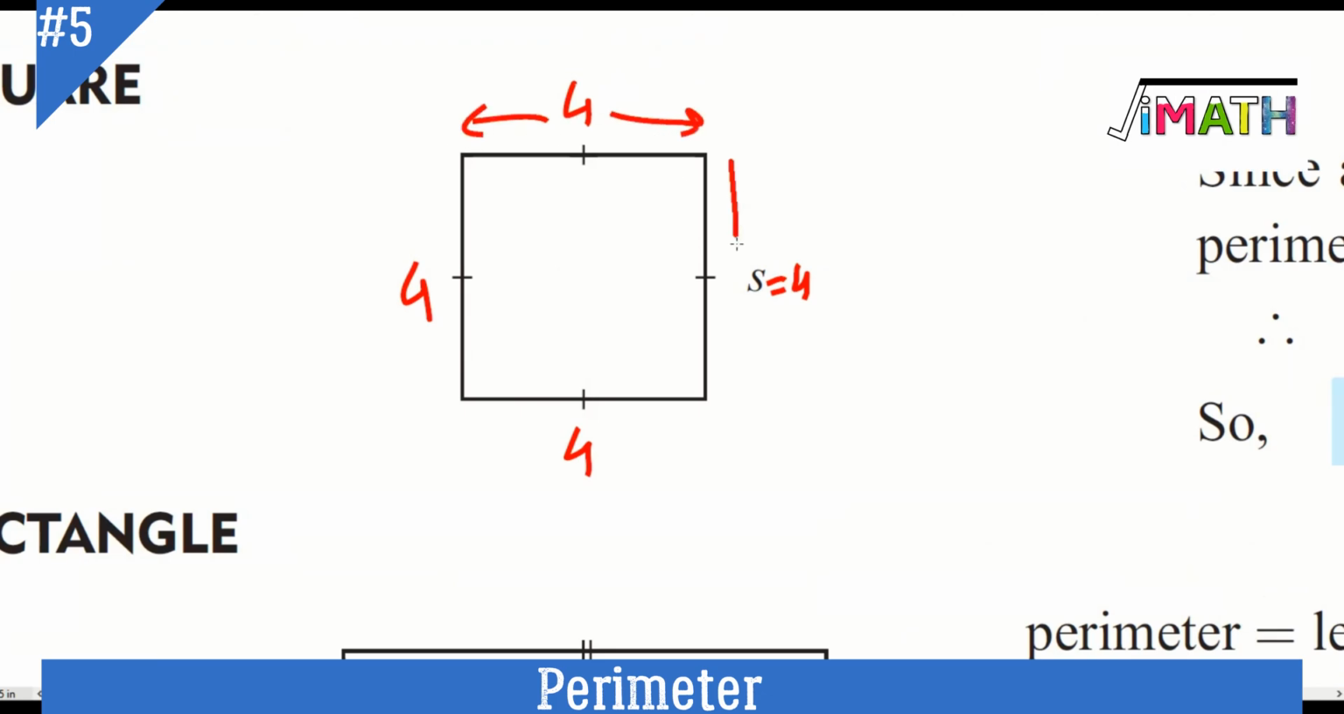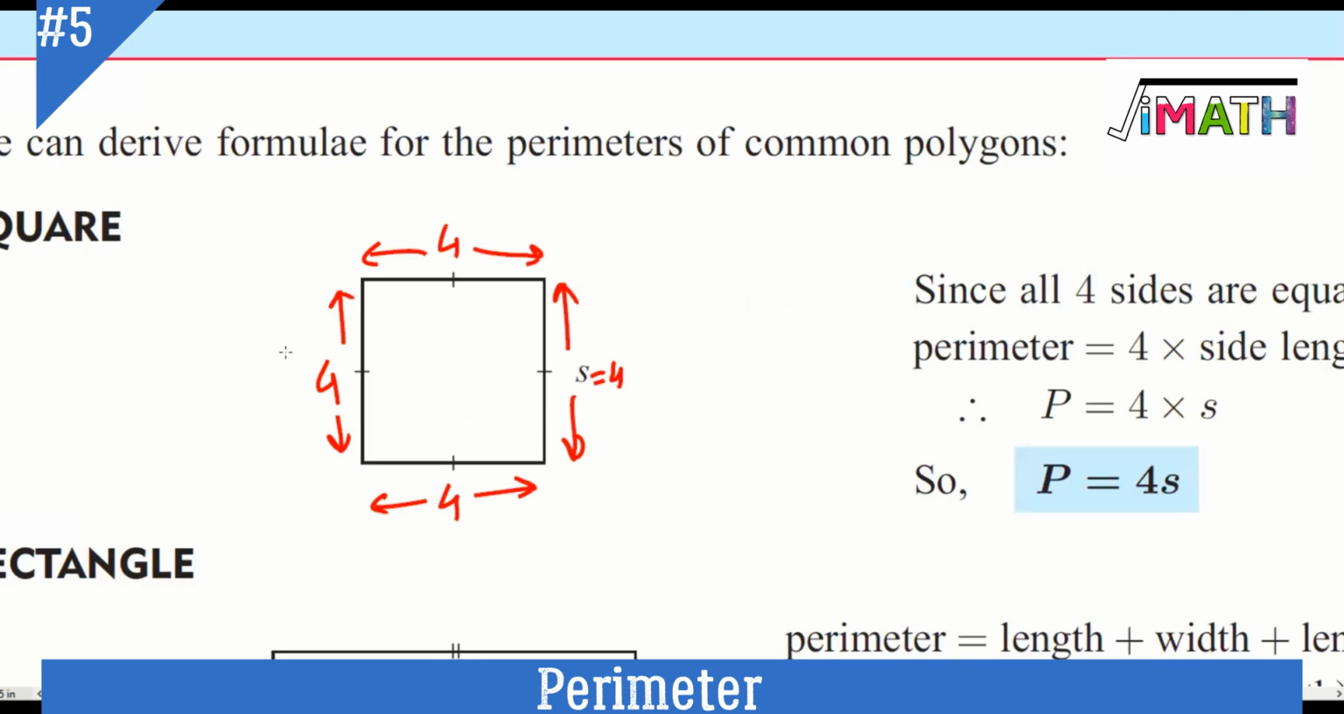Sides have the same length, right? Yeah. Any closed shape that has four sides and the length of each side is equal, like every side is equal to each other, then we call it a square, right?